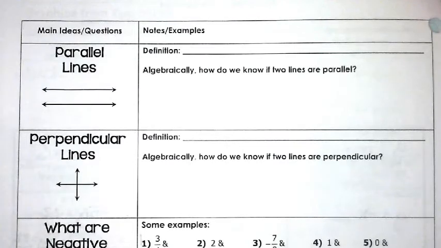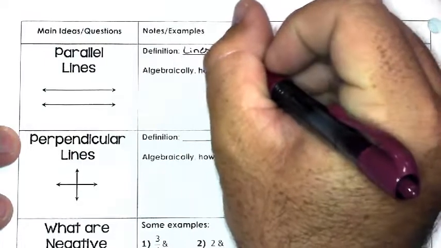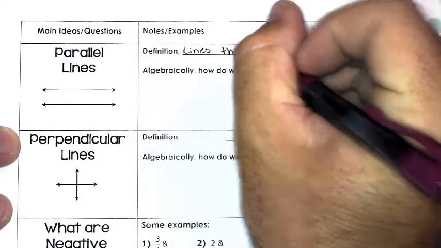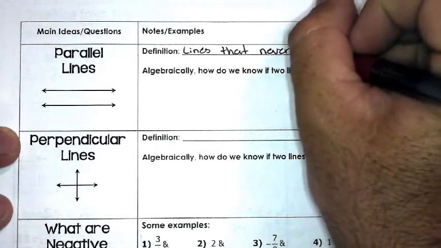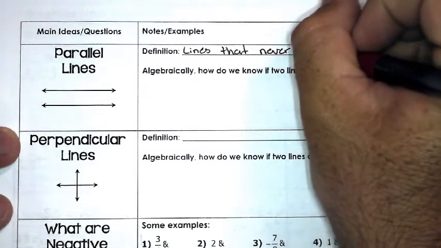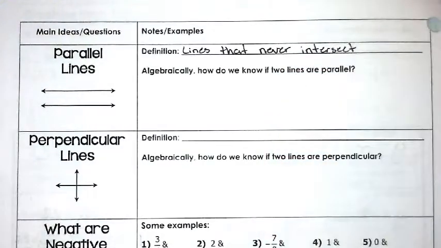To be equal. Lines that never touch. Good job, Brett. Now, I'm not going to put touch. I'm going to put intersect. I'm going to use the more scientific term there.